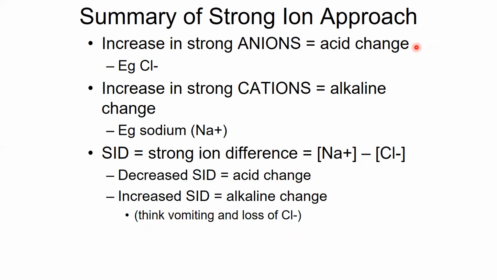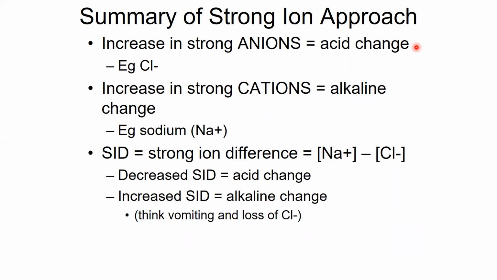So here is another important concept. And if you only remember this, you'll be fine. An increase in strong anions is an acid change. And I just showed you that by the previous Excel spreadsheet. Conversely, an increase in strong cations is an alkaline change. And an example of that would be sodium.